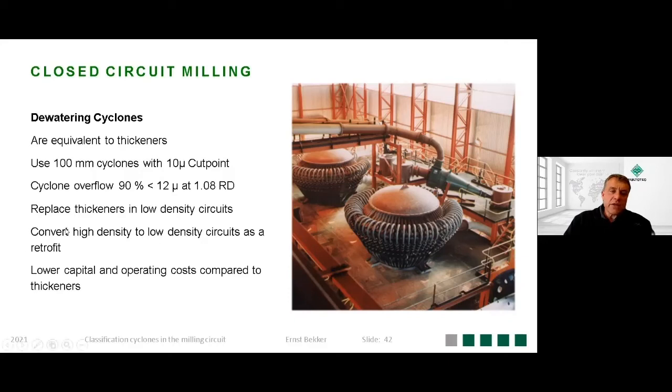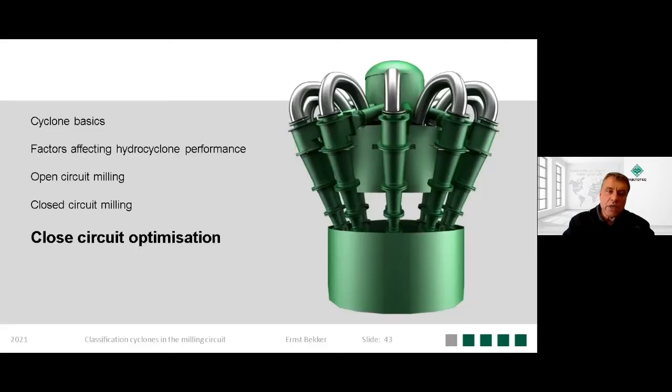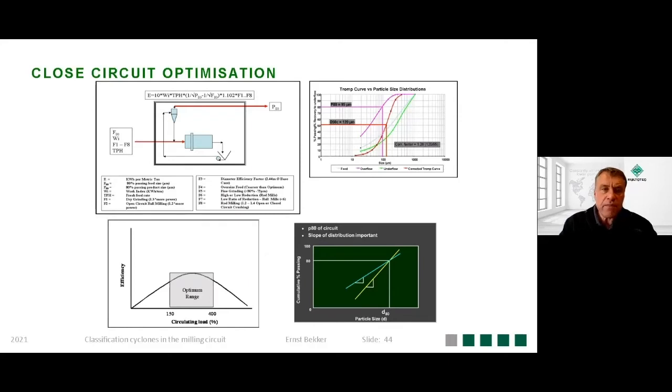It's when the amount of fines that's present is not so high. So your relatively coarse material, that will do the job. Otherwise, thickener is still the option to look at. But dewatering cyclones in milling circuits, again, option to look at unless you've got very high amount of fines or clay material.